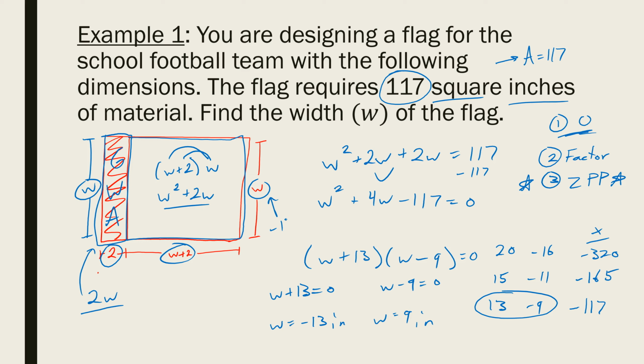What would it even look like to have negative 13 as my width? Like, would the flag be folded in on itself, like some weird alternate universe? So even though this makes sense mathematically, this solution does not make sense in a real world context. So let's just stick with the 9 inches, because it's positive, it does make sense in a real world context.